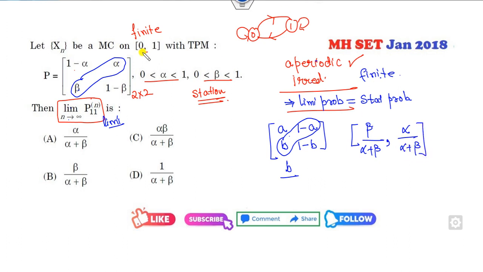Now your Markov chain has the states 0 and 1, and we need 1 comma 1, that is this one. So this is my 0 1. So the right answer of this problem is P11 of n as n approaches infinity. So alpha over alpha plus beta is the right answer of this problem.